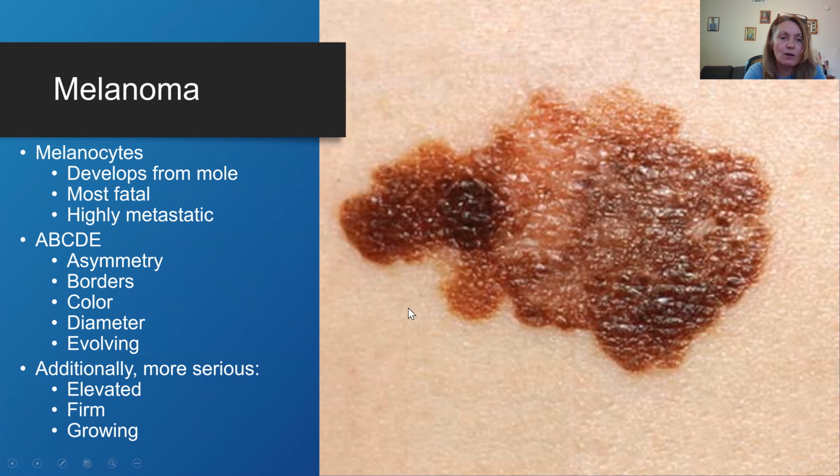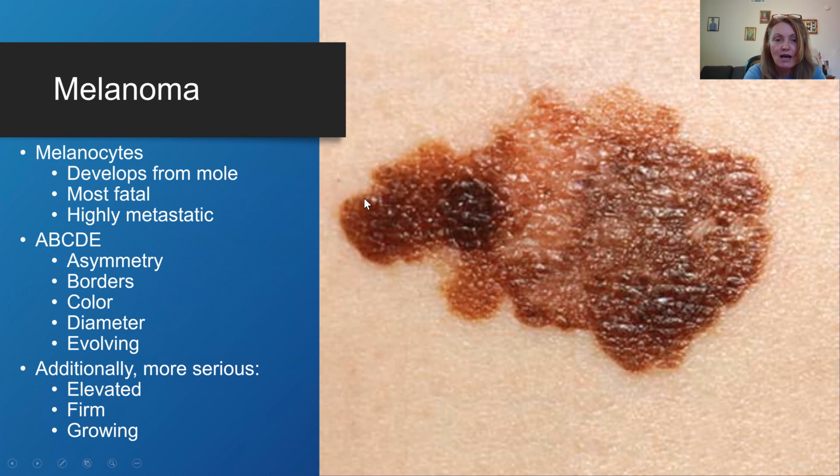Melanoma. Melanoma is the most aggressive skin cancer, and it affects melanocytes. It might develop from a mole, it doesn't have to, but it's the most fatal, highly metastasizing, and they use what they call the ABCDE rule. They added this E recently. So when they look at melanoma, how to distinguish it from a regular mole, it has asymmetry. It's not perfectly round or oval. So you can see it's really asymmetric.